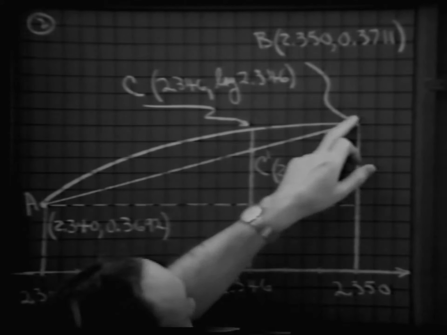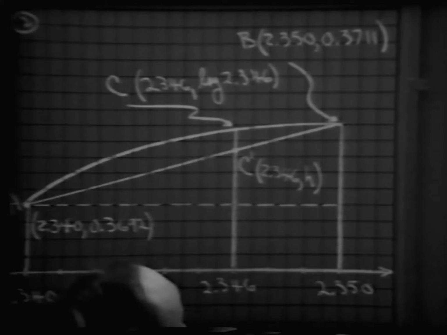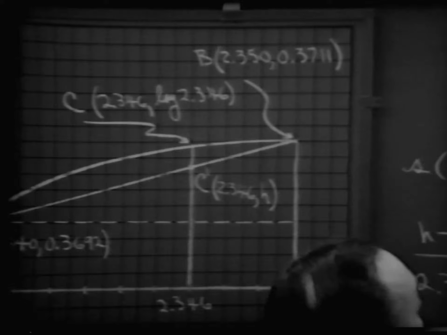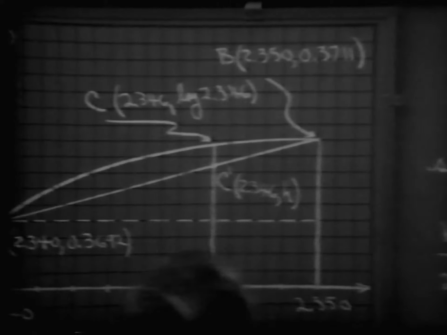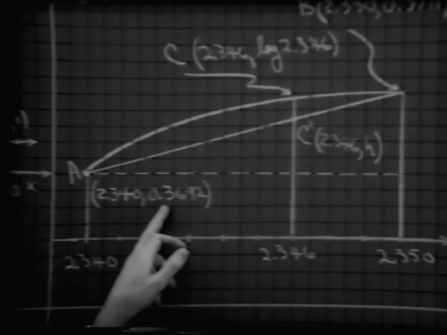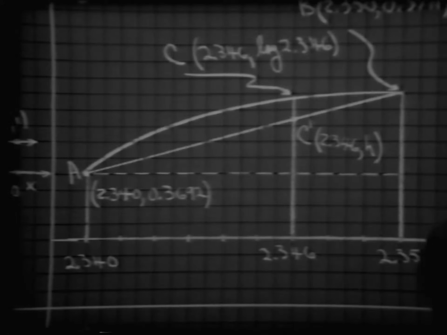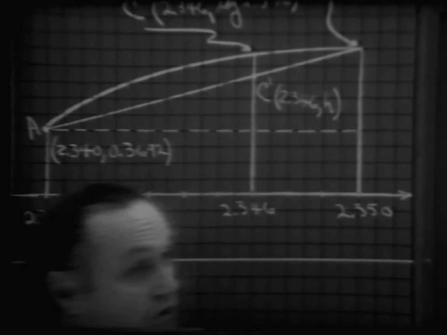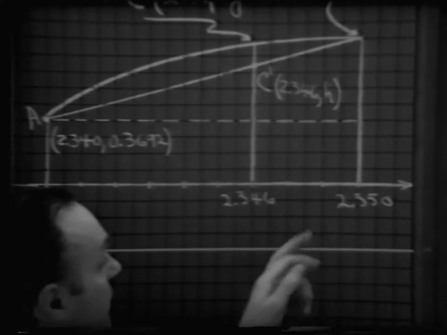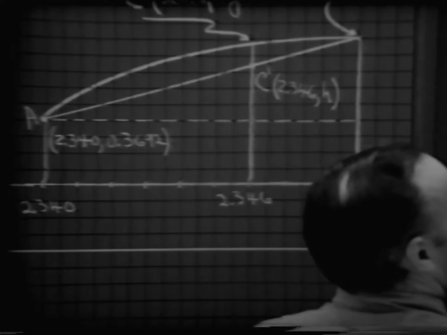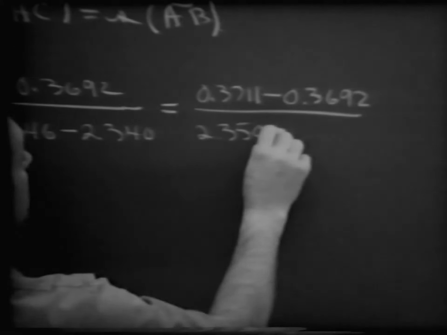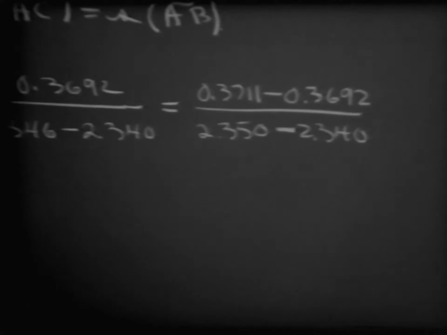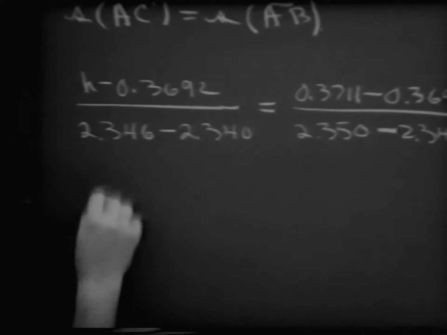And now let's see, this height we may determine by what? We have there 0.3711 minus, and what then is our other height but 0.3692, all divided by the difference in their x coordinates. Is that right? Which is then going to be what? 2.350 minus 2.340. Okay? Well, let's now simplify this somewhat.